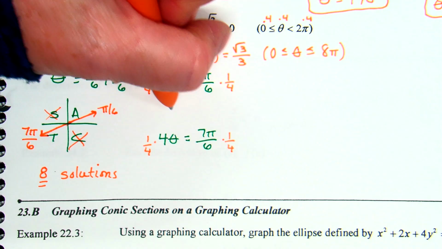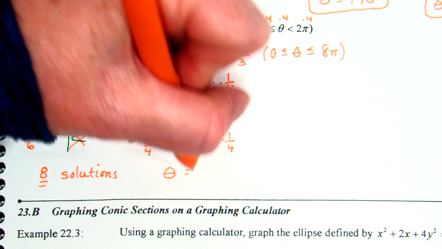So theta is going to be pi over 24 and, bless you, 7 pi over 24. We okay with the basic one? I mean, that's as basic as it gets here in this problem. Okay, now what?